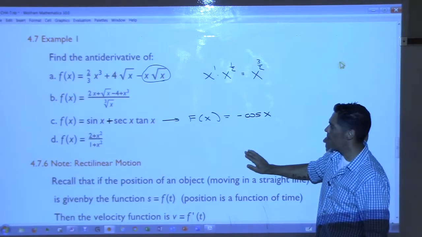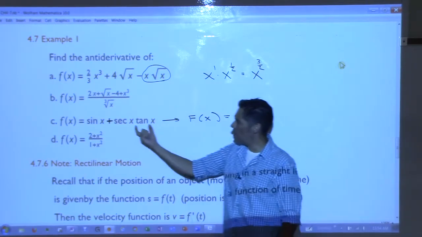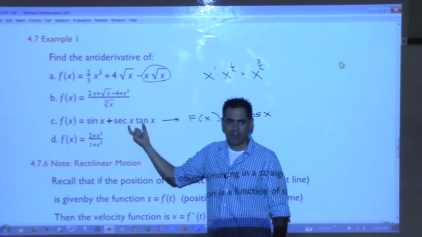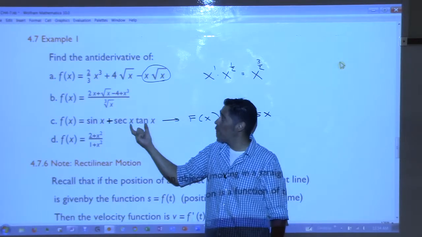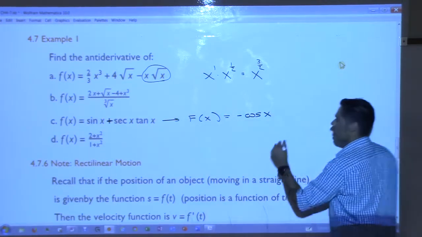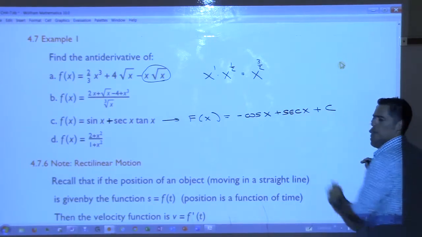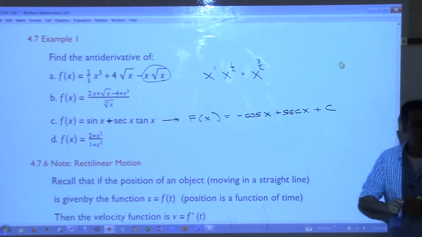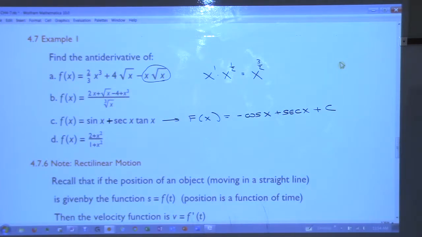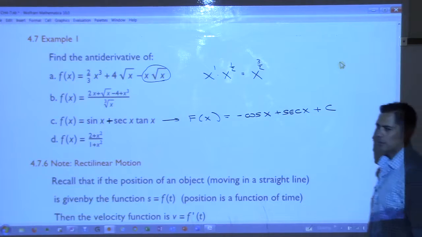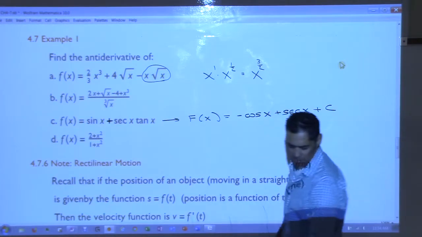And then, this one right here. You need to know the derivative of what is this? So secant x. And then plus c. So that part C relies on your knowledge of the derivatives of the trig functions. Okay, what about D? I'm real curious to see what you would do on D.